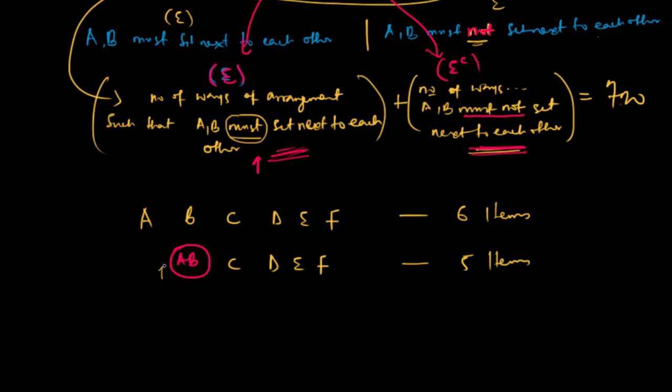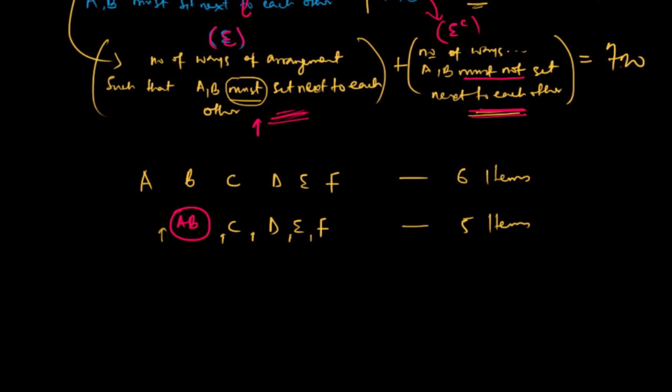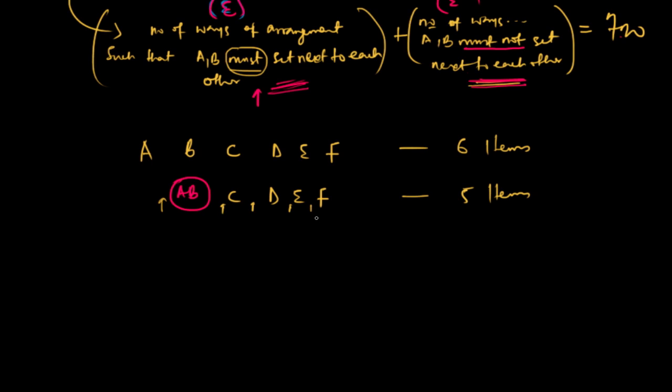So it can be here, it can be here, it can be here, it can be here, it can be here. You understand? So now the thing is, how then do you find the number of ways of arranging A, B such that they must sit next to each other? Now this is the idea there.